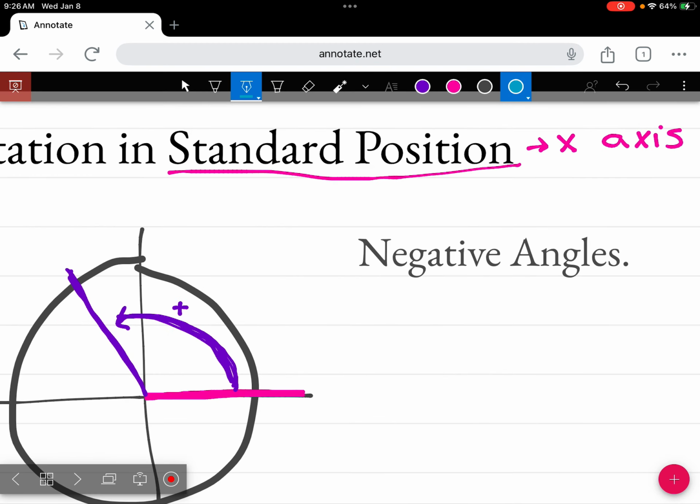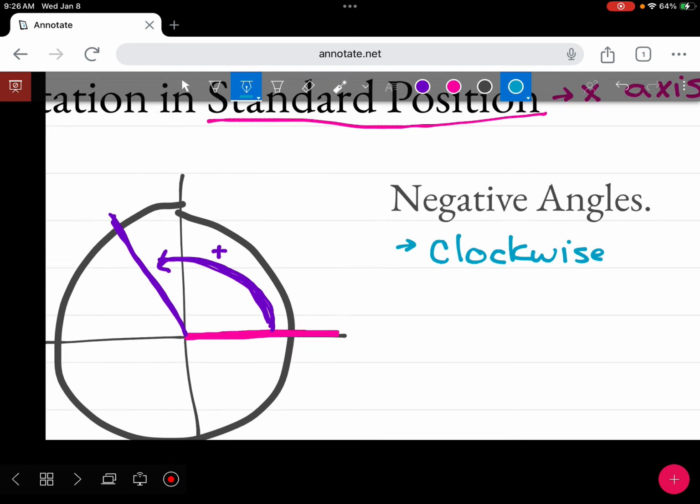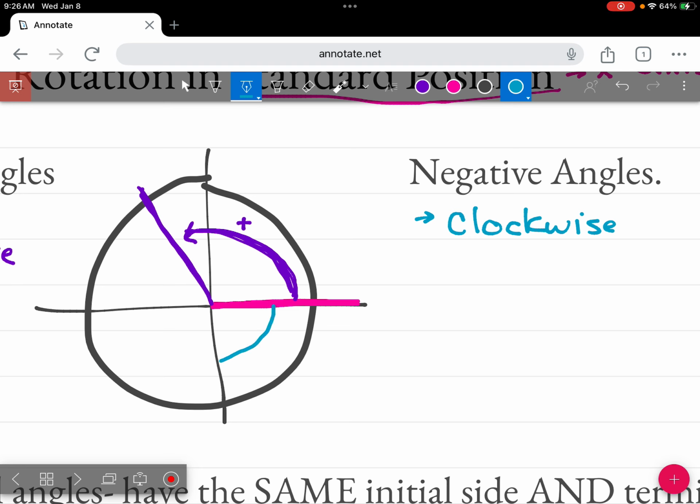Negative angles go clockwise. Again, think of it being like negative y values. It goes down. These would be negative angles. So they can have the same value. It could have like a positive 120 and a negative 120. That would be what these should be. So this would be about 120, positive 120, negative 120. It's the same angle, it's just the opposite direction.